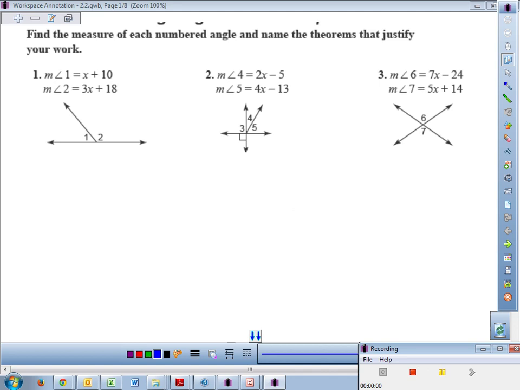Section 2.2 in advanced geometry. Starting off with some simple ones. Find the measure of each numbered angle and name the theorems that justify your work. So we've just got to talk ourselves through it in this problem. What kind of angles are 1 and 2, my friends?